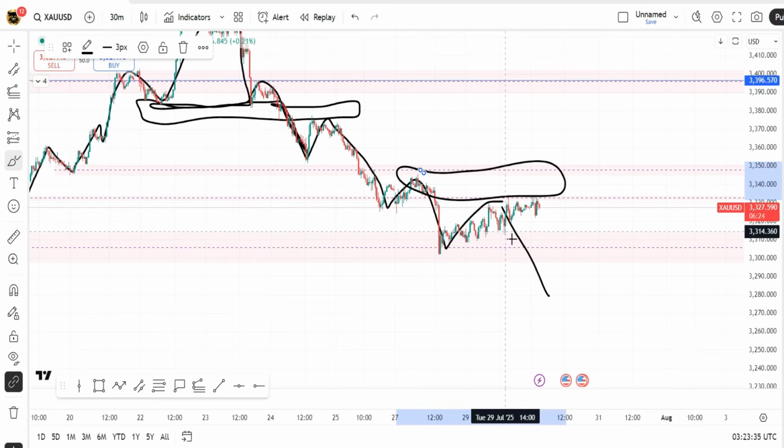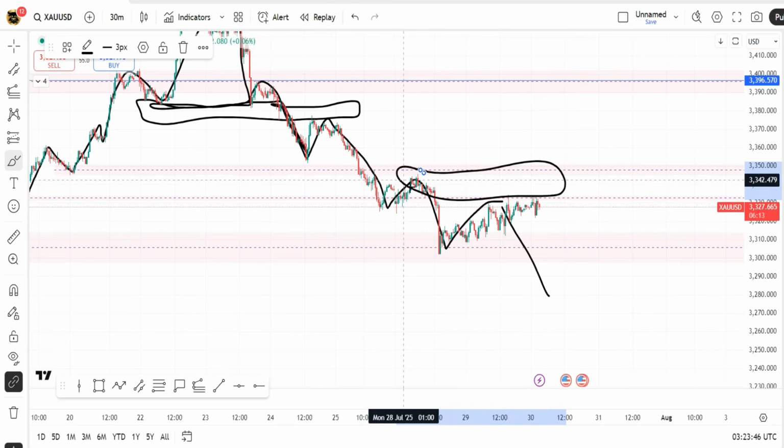So right now the main thing is that on the smaller time frame charts, gold is in a strong bearish trend. Why? Unless the market breaks above 3342 to 3348, and if the market breaks this area, then I'm going to say that we are back in the uptrend. Otherwise, we are still in a downtrend.